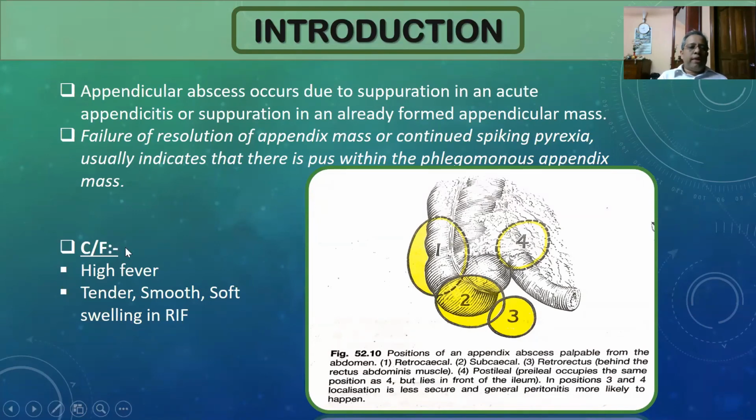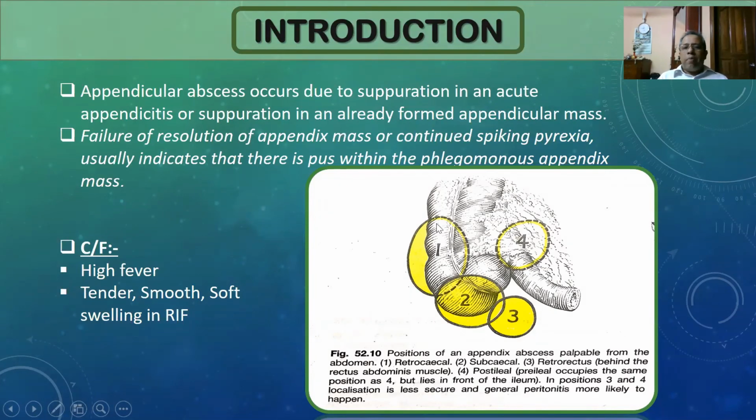The clinical features are high fever and a tender, smooth, soft swelling in the right iliac fossa. When the abscess is ripened, there is more pus, so it is softer in consistency. But it is tender and there is systemic toxicity with high fever.